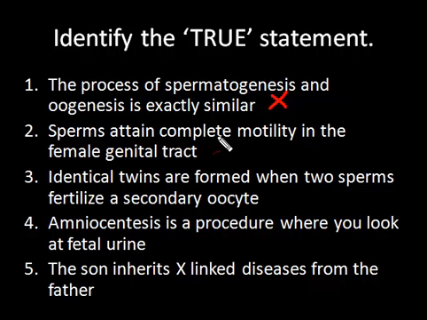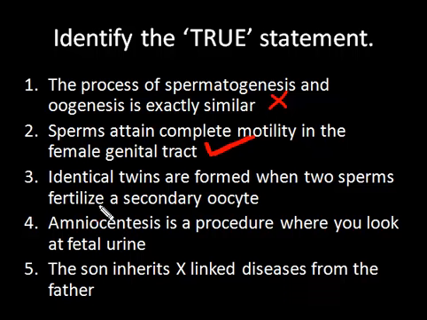Next: sperms attain complete motility in the female genital tract. This is true. Sperms attain a great degree of motility in the epididymis, but only when they are deposited in the female genital tract do they attain complete motility. So this is true. But let's look at the other ones.